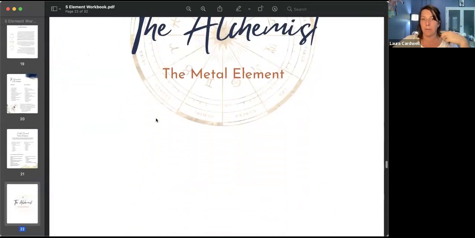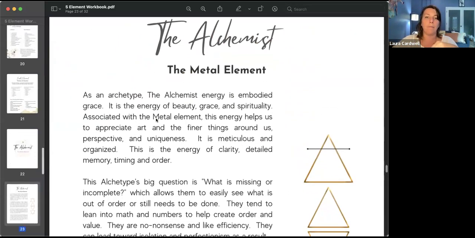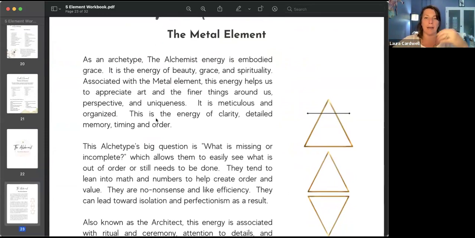And then last, we have metal. So metal is going to be that energy that is about refinement, right? It's like we take it all down and we begin to refine it. We call it the alchemist. It's an energy that's really got to do with the ability to be in a full state of grace and compassion and forgiveness and spirituality. But on the other end, it can have a lot of guilt, shame, blame, and victimness to it.